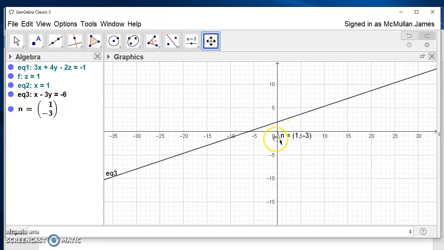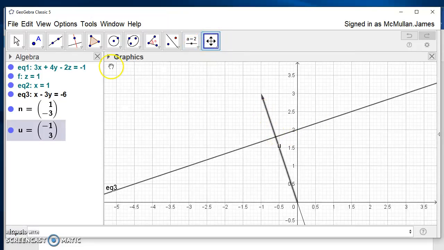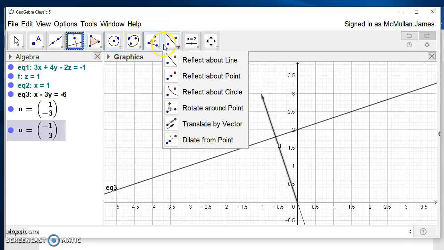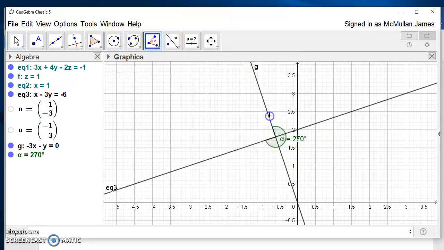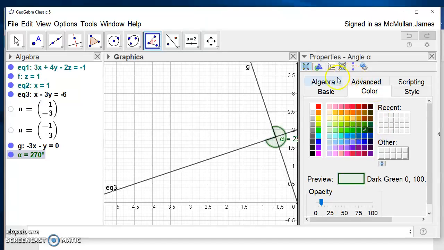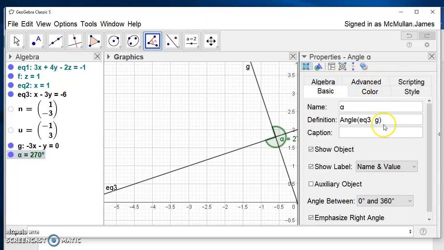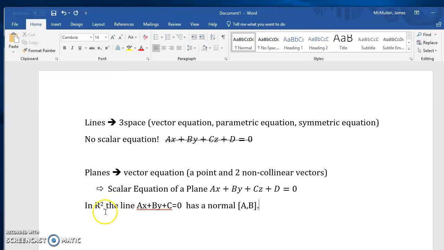it creates a vector which is perpendicular to the line, right? If we trace this vector back, if we draw a -n going this way, you can see that these meet at exactly 90 degrees. We can verify that, just check. If we just draw a line that goes through the point (0, 0) and has the direction vector u, it creates this line g, and then you can just check the angle between these two lines. And, well, it says 270 because it's drawing the big angle, but of course the little angle I was looking for is the 90. Okay, so a line in 2 space, the line ax plus by plus c, has the normal (a, b).